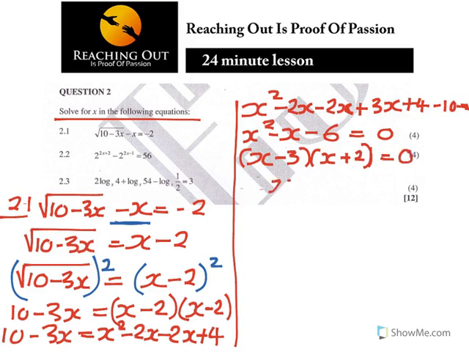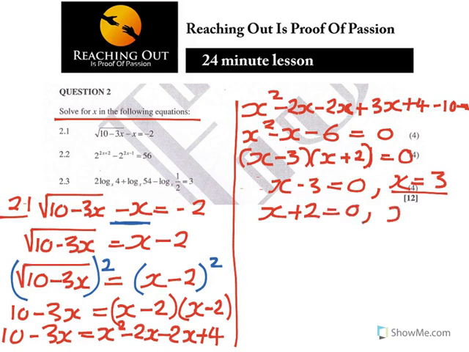Therefore, x minus 3 equal to 0 and x is equal to what? 3. That's the first solution. x plus 2 is equal to 0. It means x is equal to negative 2. So those are the two answers that are given. But now you need to check whether both answers are a solution to that particular problem.